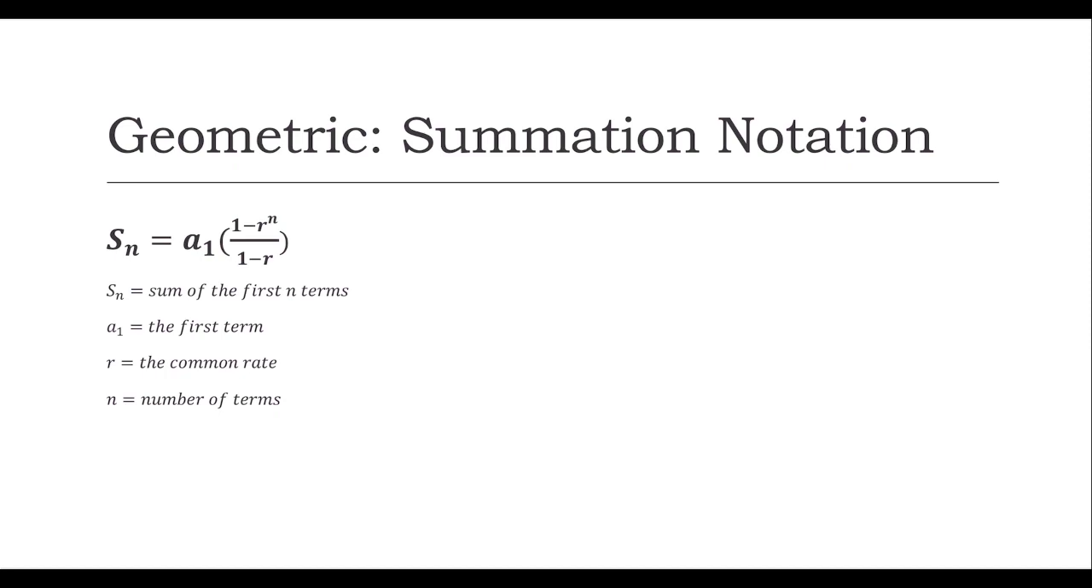Next, we have summation notation, where we want to find the sum of a geometric sequence or series. For this one, we'll plug in r, a sub 1, and n in order to find our sum. In this example, our first term, a sub 1, equals 5. To find our rate, we'll take our second term divided by our first, so our rate is 6/5.